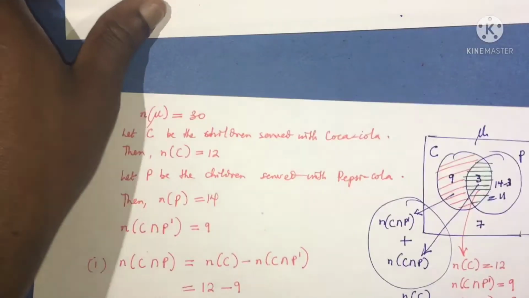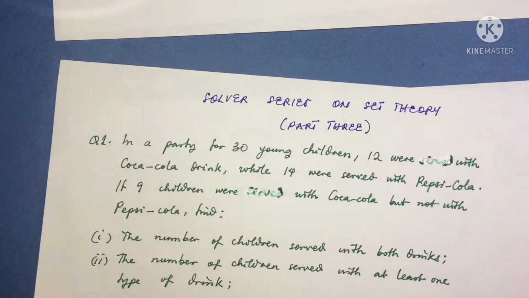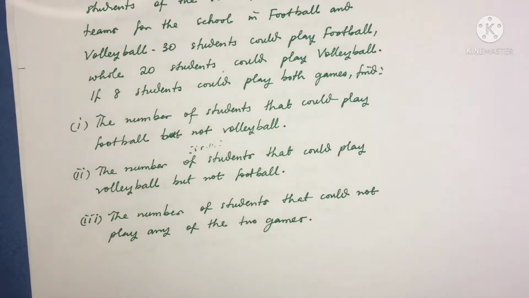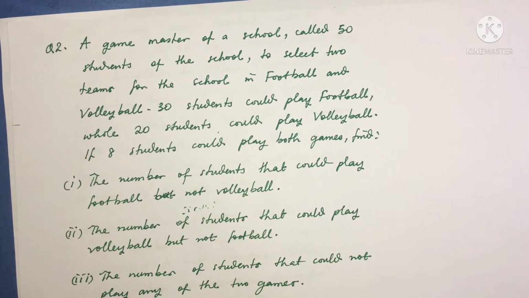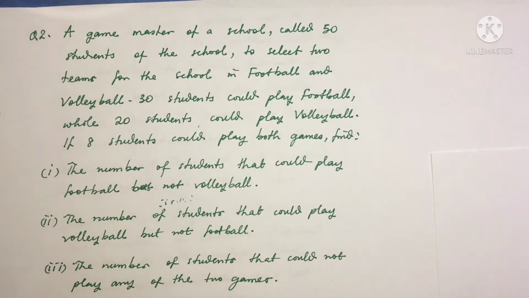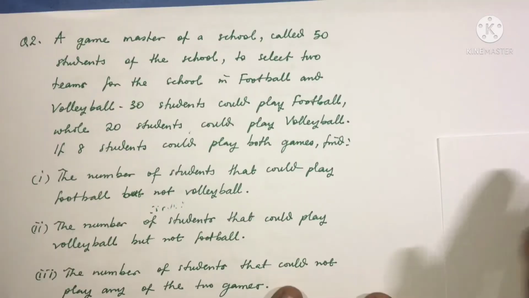Okay, now let us go to problem number 2. For problem number 2 on our solver series on set theory, let us see what is demanded. Okay, so we are asked to obtain the following: the number of students that could play football but not volleyball, the number of students that could play volleyball but not football, and the number of students that could not play any of the two games. Okay, now let us look at the question.